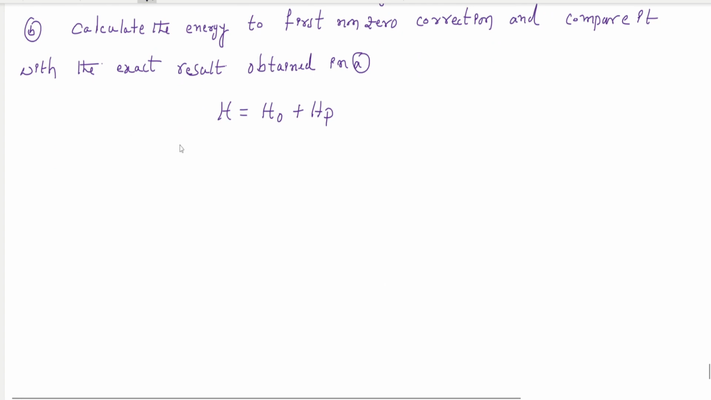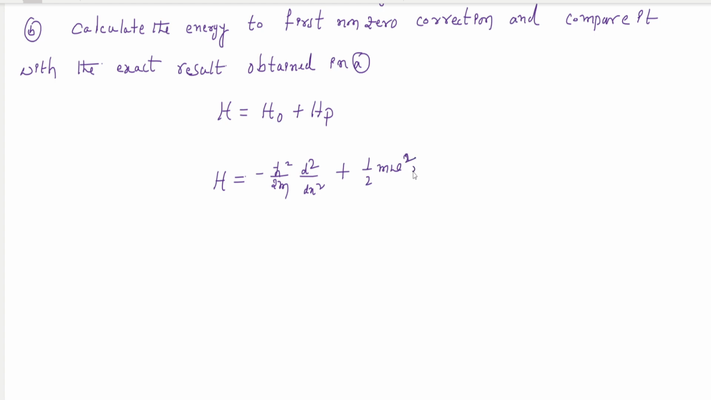Therefore, the total Hamiltonian of this system is p square divided by 2m plus, since we are discussing quantum mechanics, it is better to use operators. In place of p square, I'm going to use the operator minus h cross square divided by 2m d square by dx square. This is the kinetic energy, plus the potential energy, one half m omega square x square. So this is the harmonic oscillator energy, right?